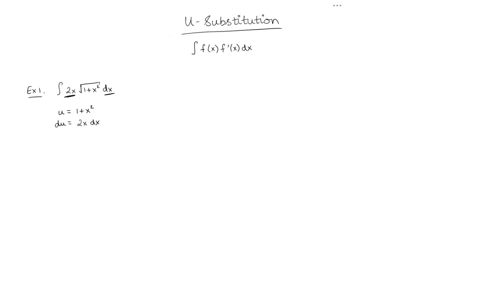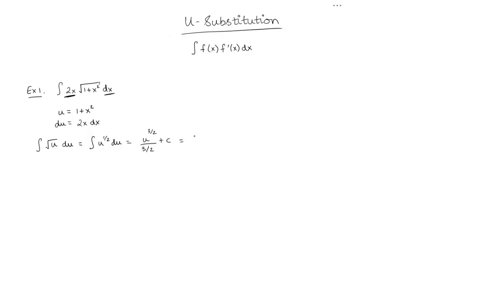Also, the square root of 1 plus x squared, I can just replace that with the square root of u. So let's go ahead and do that. I'm left with the square root of u, and instead of 2x dx, I'm writing du. Great. Now I know how to integrate this, because I just have u to the 1/2 du. Now I just use power rule. I add 1 to the power to get u to the 3/2 all over 3/2 plus my constant of integration.